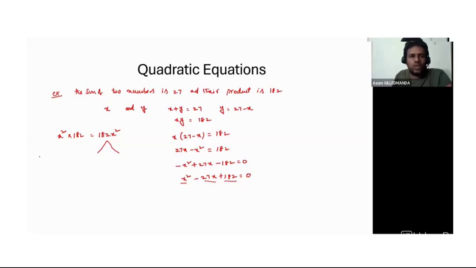So for 182, first we need to find the factors. For 182, I can do 2 into 91, right? For 91, I can do the factors as 13 into 7. So 2 into 7, if I multiply, that is 14 into 13. So these are the factors for 182. Why I got into this form is 14 into 13. If I add these two, I am getting 27. That's where I have stopped, because I need to split this middle term in such a way that if I add, I should get minus 27x, right?